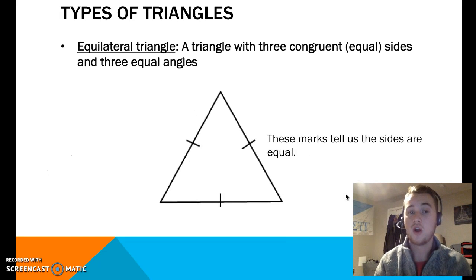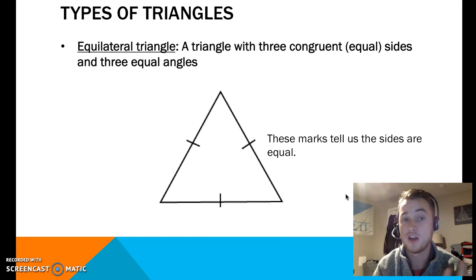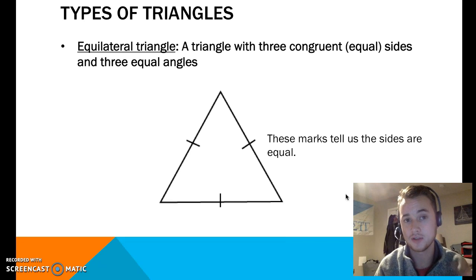Now we also have types of triangles. We have our obtuse, acute, and right angles, but we also have types of triangles. So we have our types of angles and we have our types of triangles. We're going to start off with an equilateral triangle. An equilateral triangle is a triangle with 3 congruent sides.